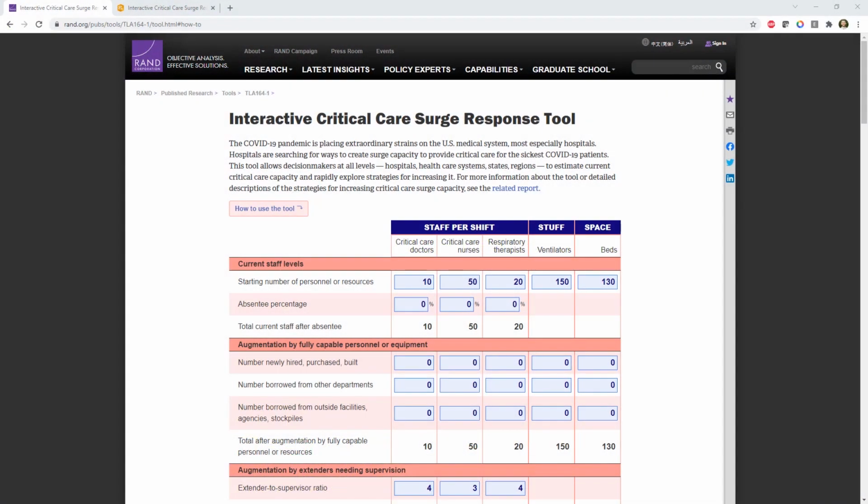Over the next few minutes, we're going to look at how we can bring a spatial context to some of the interactive tools available on RAND's website, namely this critical care surge response tool. Now, if you're familiar with this tool, you'll know that users can input different values for the number of critical care doctors, nurses, respiratory therapists, ventilators, and even beds at a given facility, along with other metrics.